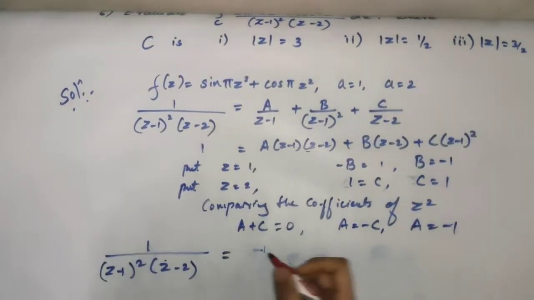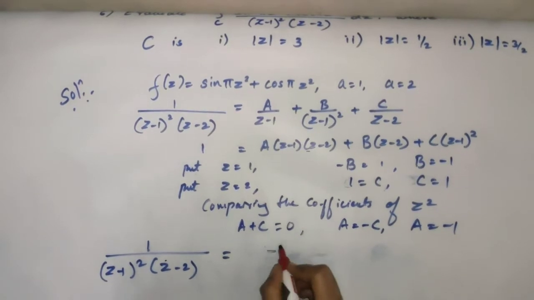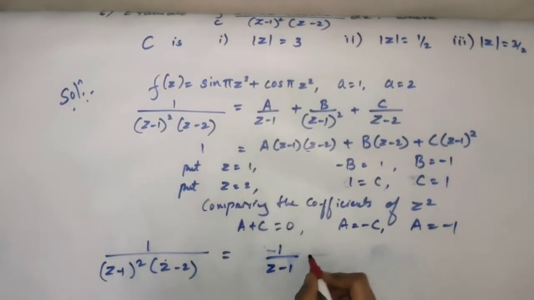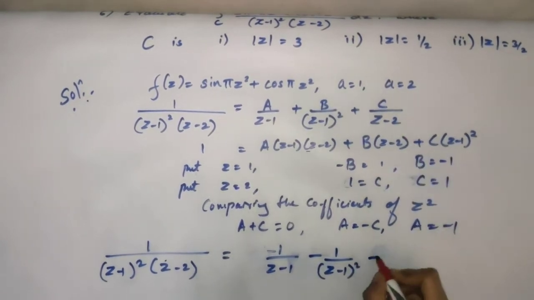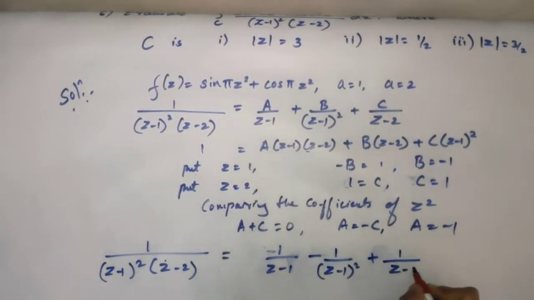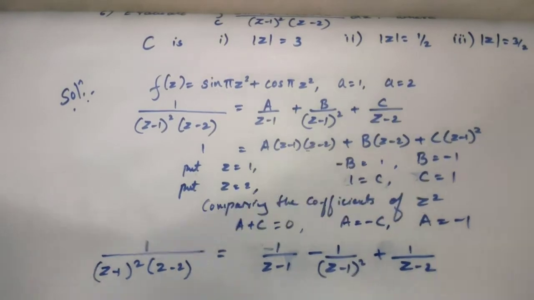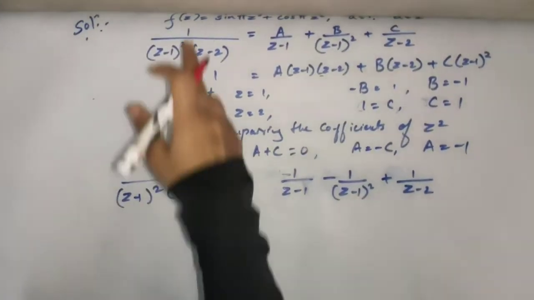So once you substitute, we get minus 1 divided by z minus 1, b value is minus 1 divided by z minus 1 whole square, plus the c value is 1 divided by z minus 2. These are the resolved fractions. Now what is your f of z? F of z is that.